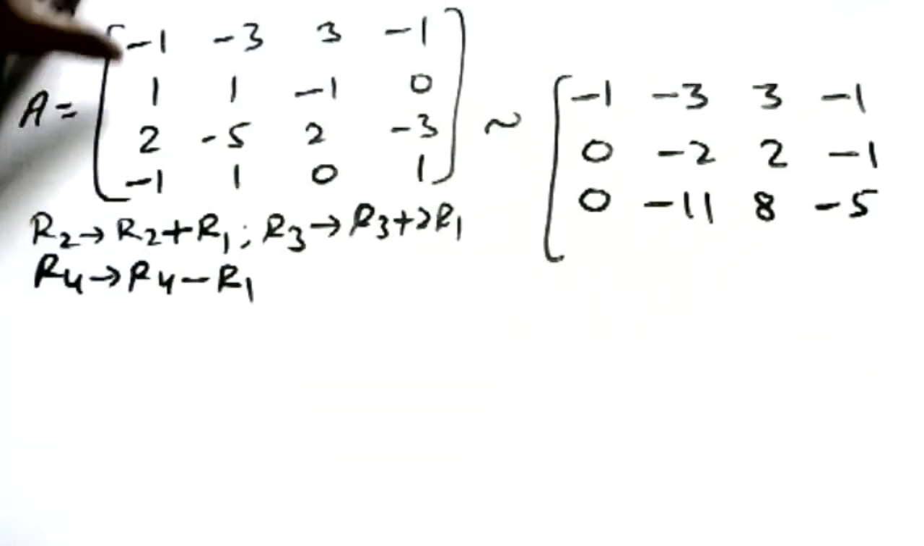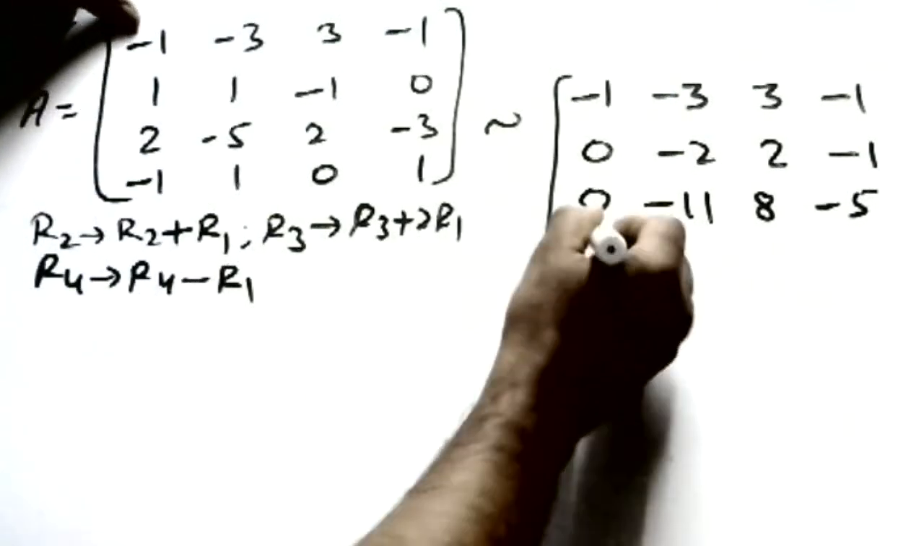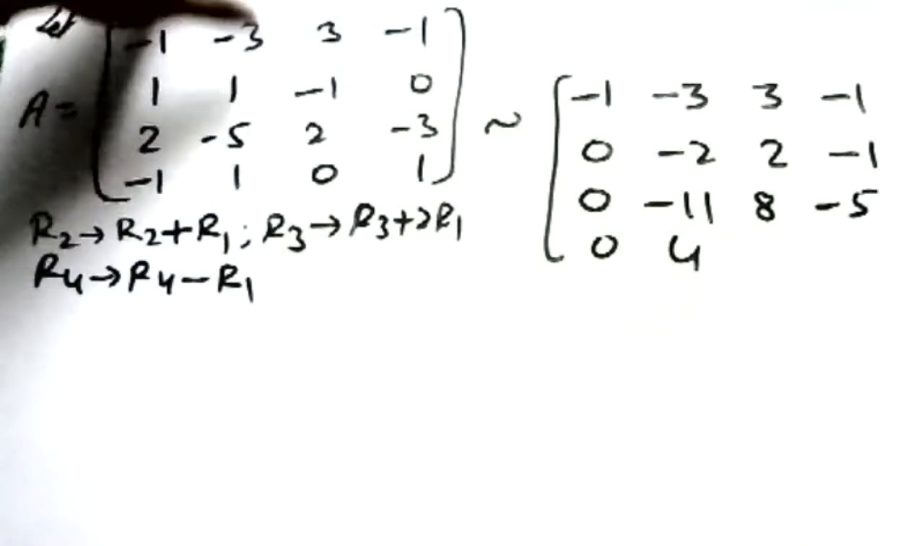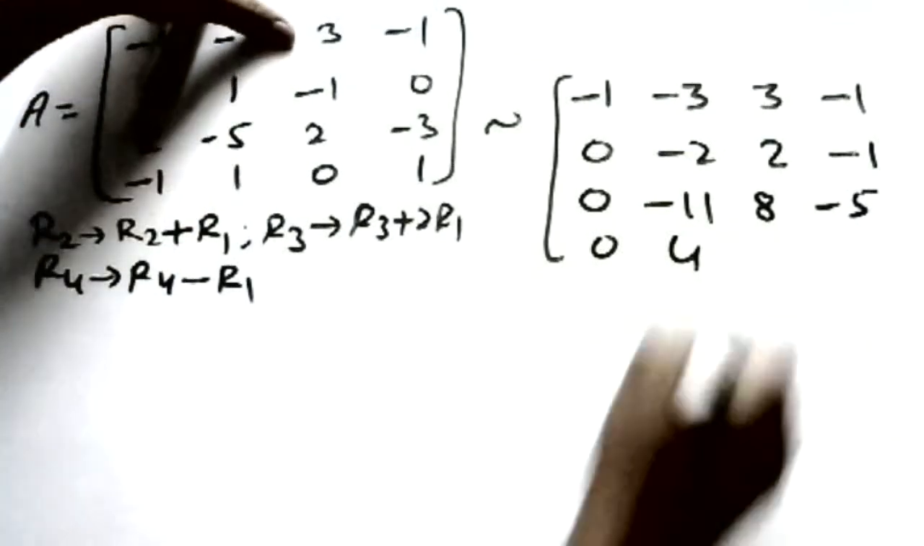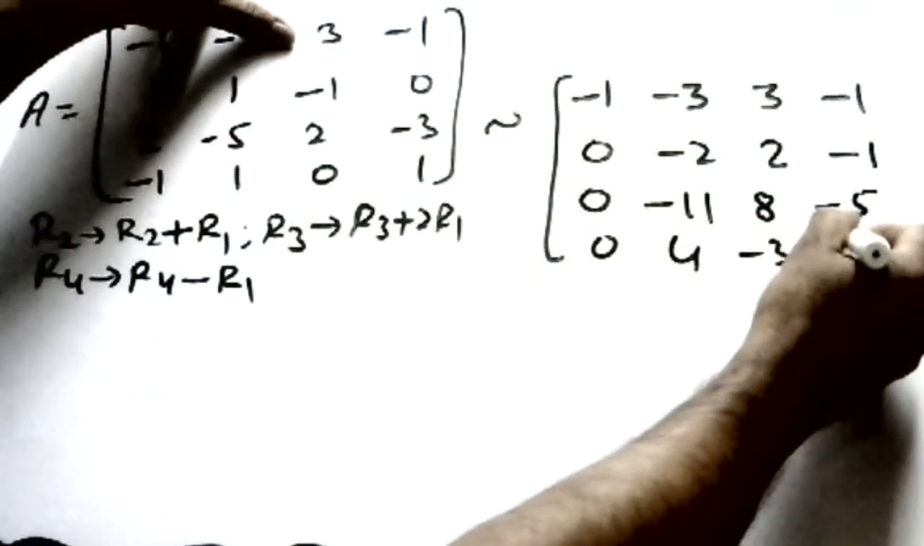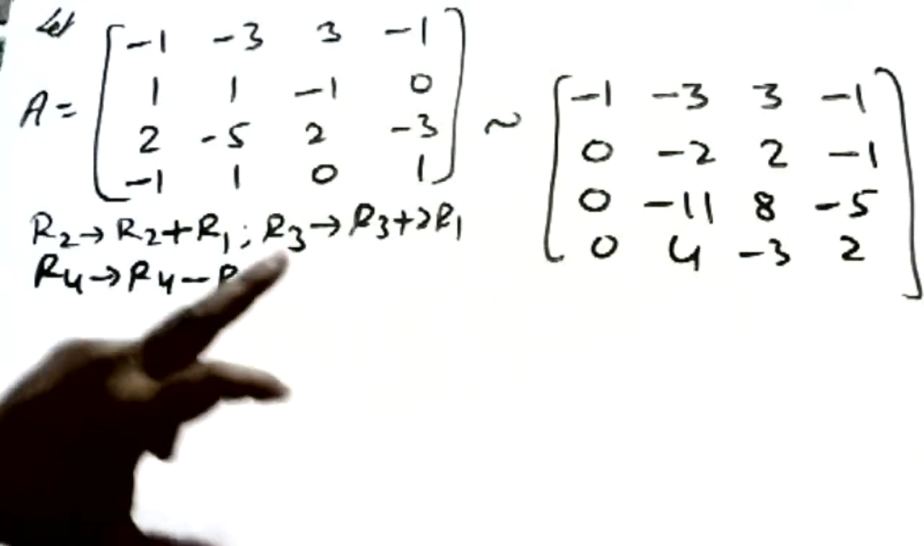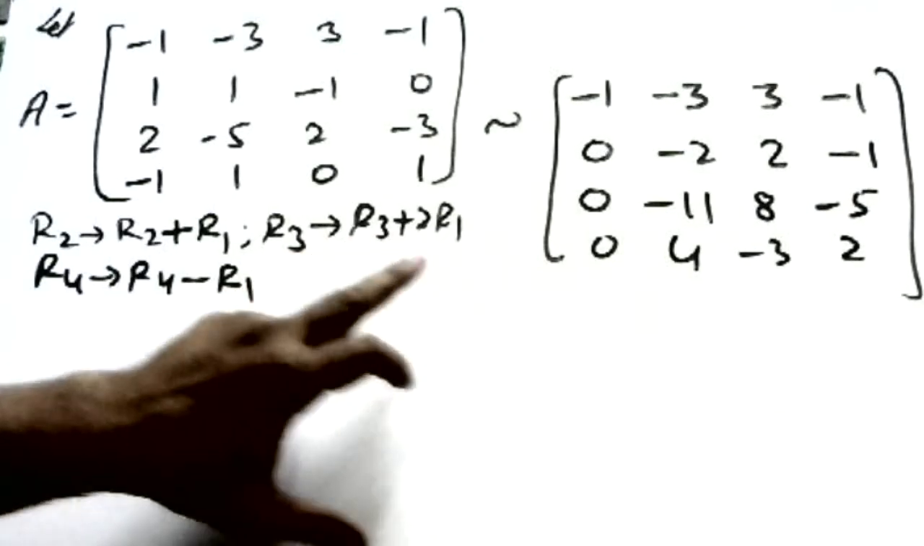Okay. Now the next step is R4 minus R1. Minus 1 minus 1 is plus 1, 0. 1 minus 1 is plus 3, 4. Okay. So 0 minus 3 will be minus 3. 1 minus 1 is plus 1, 2. So we completed the first step. We have done the first step.